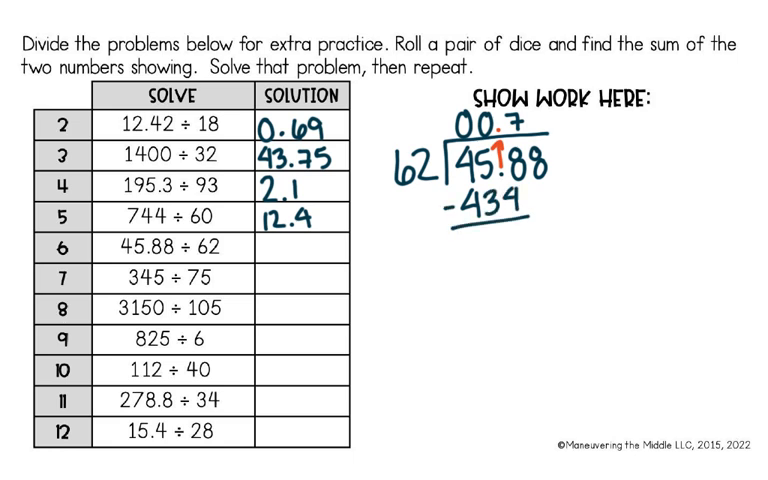434. Subtract. 8 minus 4 is 4. 5 minus 3 is 2. And 4 minus 4 is 0.